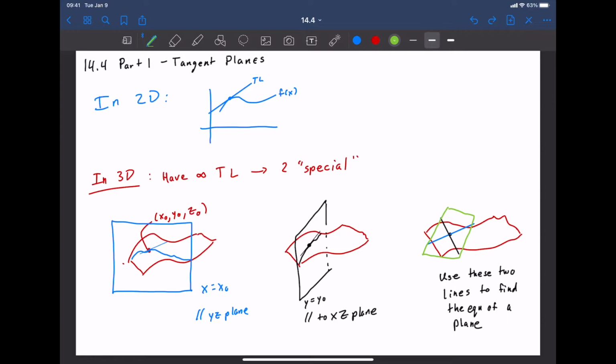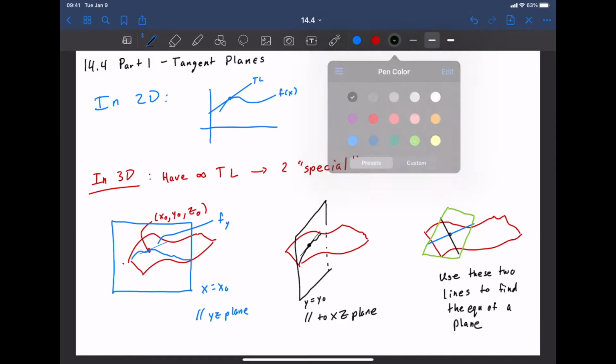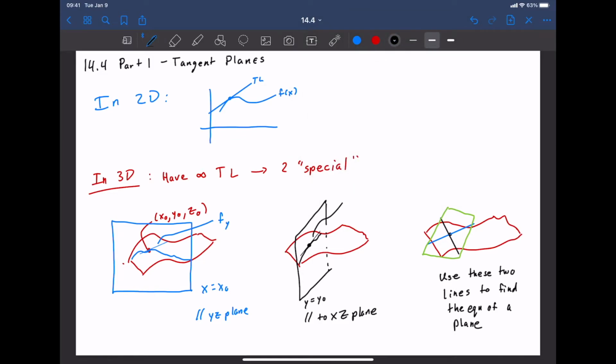Now, if you're wondering what does this have to do with anything we did last section, this tangent line holding the x coordinate constant, this tangent line has its slope as f sub y. And this tangent line over here, where the y was held constant and we only allowed the x to change, its slope was f sub x. And so that's how partial derivatives are going to be built back in here.